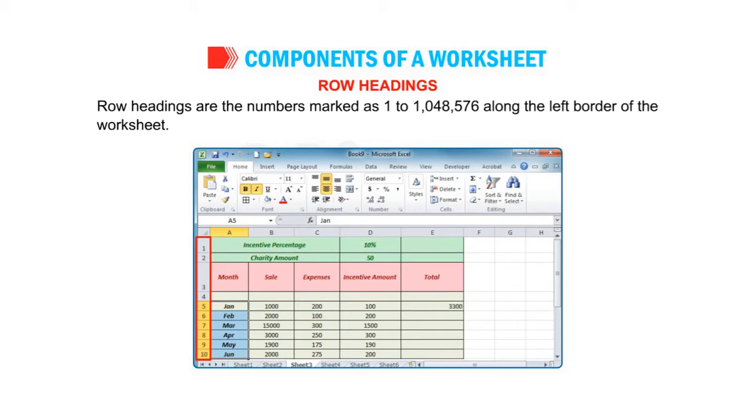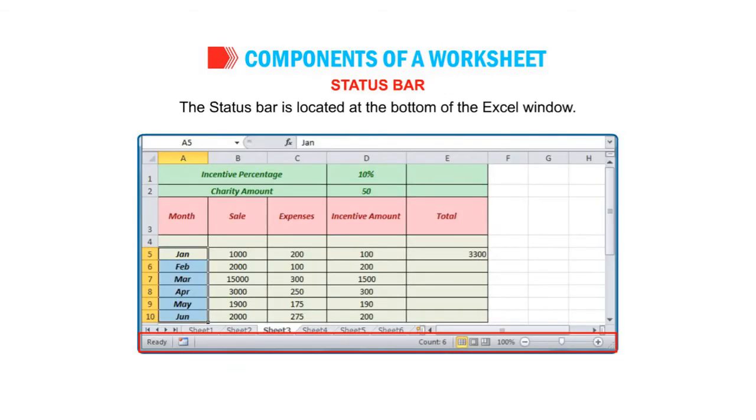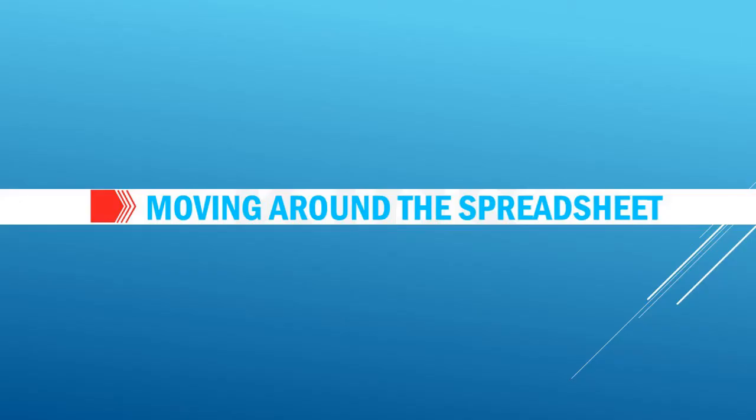Next is status bar. The status bar is located at the bottom of the Excel window. It gives us information about the current selection. It includes the name of the currently selected command or current activity. It also displays warning messages.